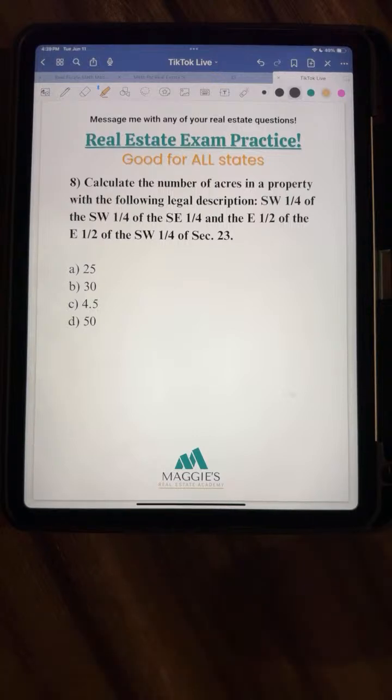All right, so let's see here. It says calculate the number of acres in a property with the following legal description. Blah, blah, blah, of section 23. Now, let me know what you think. What is your answer to this one? Be careful when solving this.